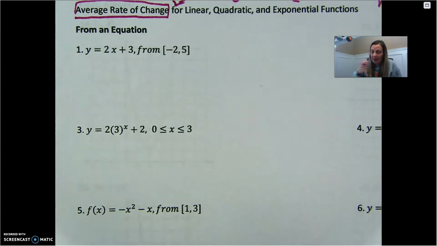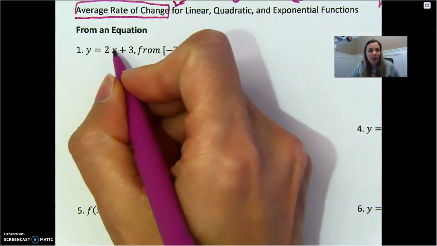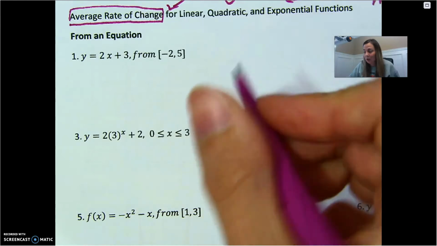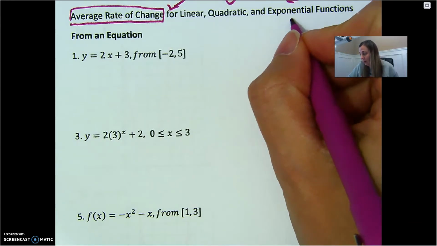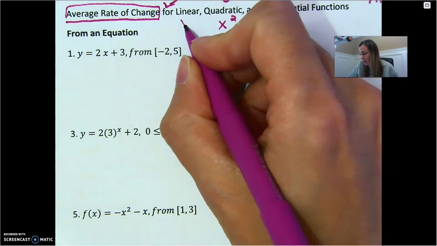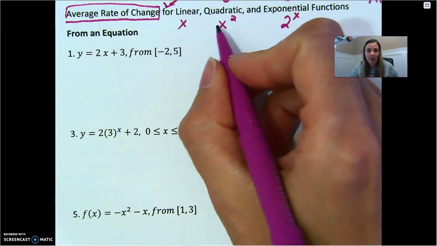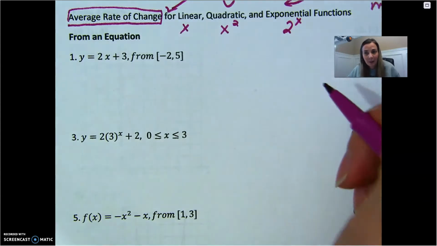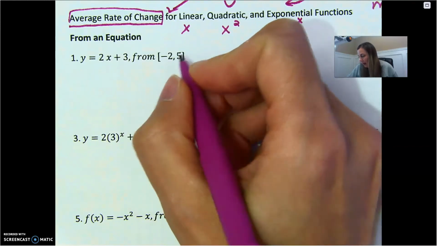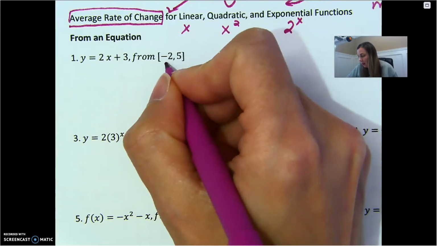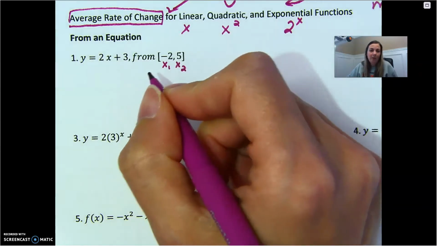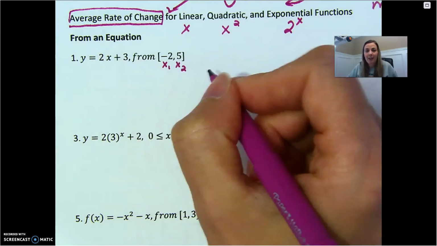All right, so let's try some of these. Number one, this is linear, right? Notice it's just 2x, it's not x squared, and it's not exponential, because if it was exponential, the variable would be the exponent, like 2 to the x versus x squared versus just x. So that's linear, quadratic, exponential examples. Anywho, we're going from -2 to 5. Okay. This is interval notation. This is x1 and this is x2. So they want you to go from -2 to +5 on the x-axis.